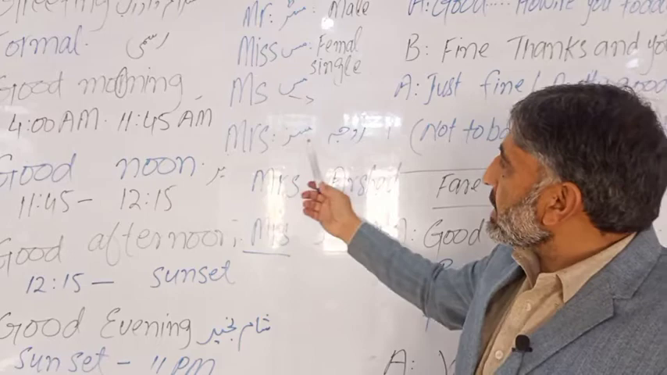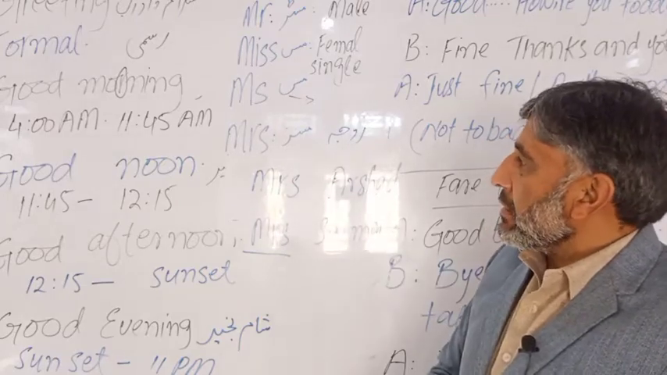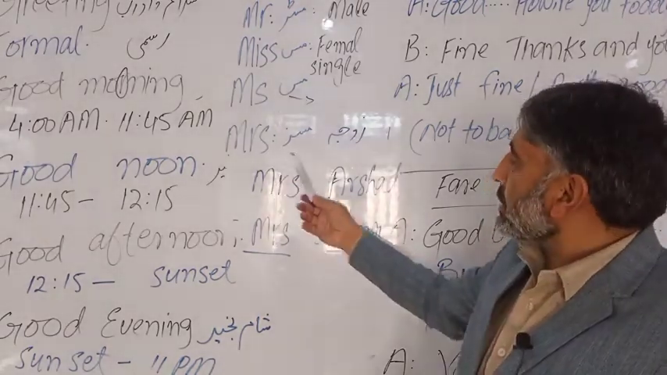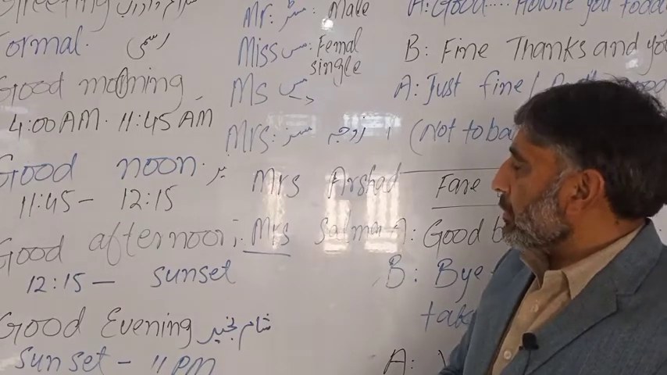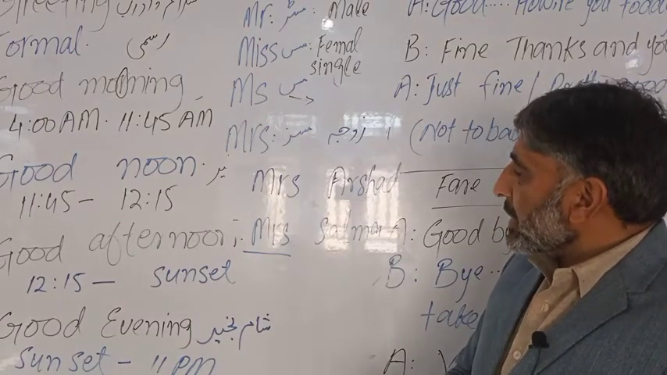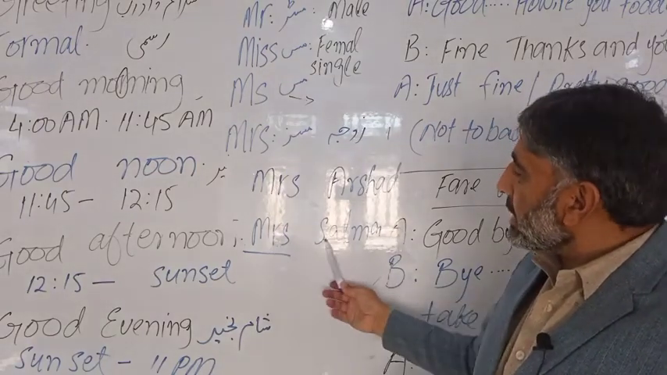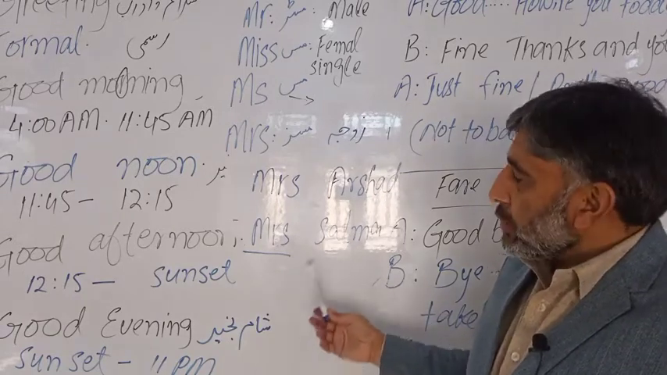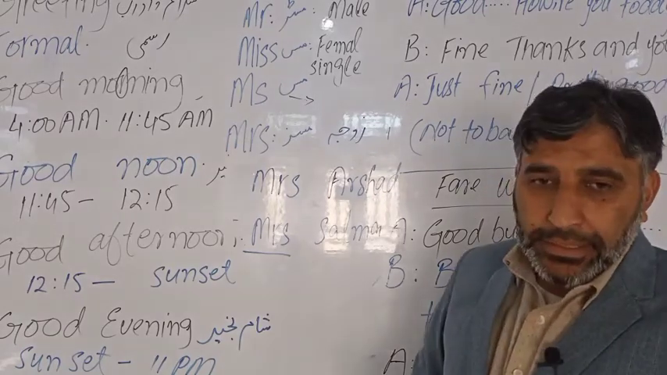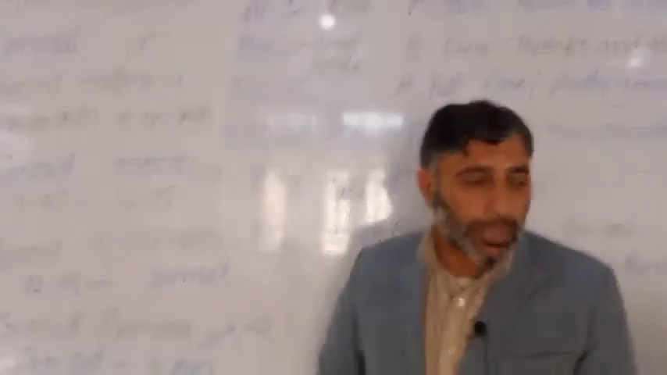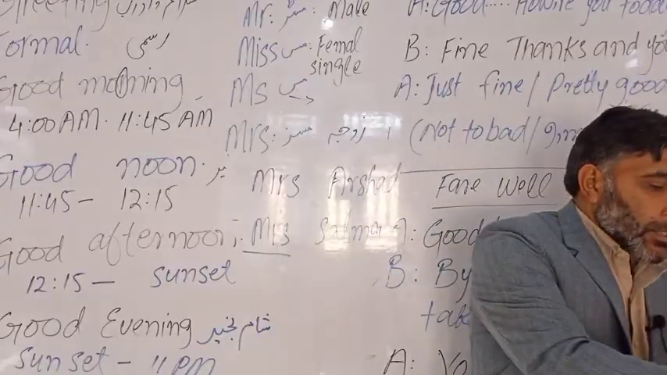And the third one is Mrs. Mrs means wife, and after Mrs usually the husband's name comes, but sometimes or rarely if after Mrs the woman's name comes, so it shows that the woman is married. So I hope you will have understood this thing as well.